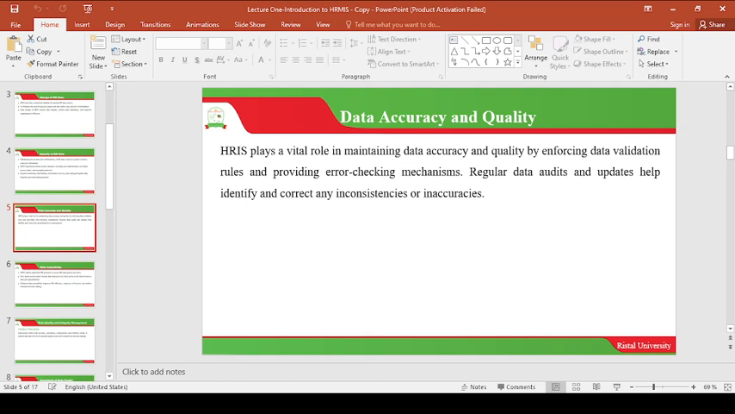The error checking mechanism can be a second eye, someone to verify. You always need to have someone to check or verify what you have already done, so that if there is any error, it can be spotted and rectified before the final information goes into the system.